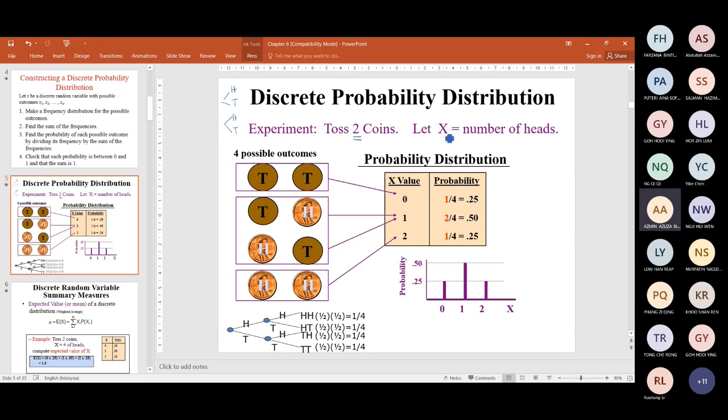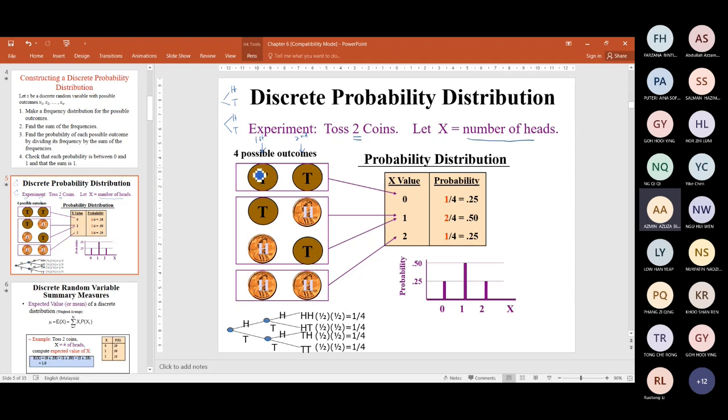And our event, what we are interested to look at, is the number of heads. How many heads appear when you toss the coins? So this is the possible outcome. Let's say this is the first coin, and this one is the second coin. Of course they are independent of each other, right? They are two different coins.